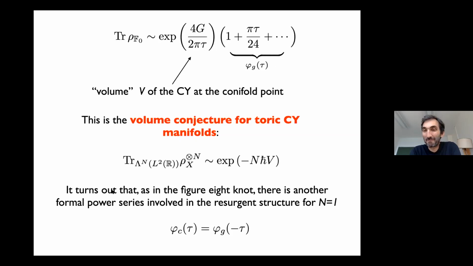First of all, we find that there is another formal power series involving this resurgent structure, which is obtained from this series just by switching the sign of tau. So there are two sectors, but this other sector, this complex conjugate, from the point of view of topological string theory is already a little bit mysterious, because in topological string theory we just have one sector, which is what Gromov-Witten theory gives you, and its symplectic transformations.